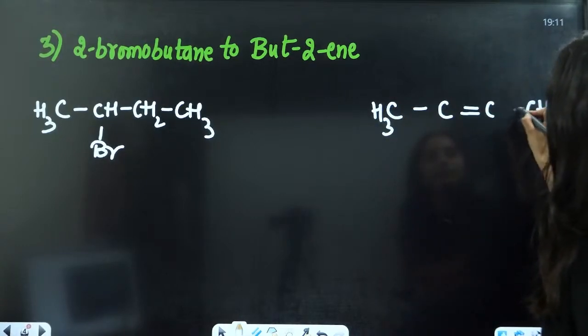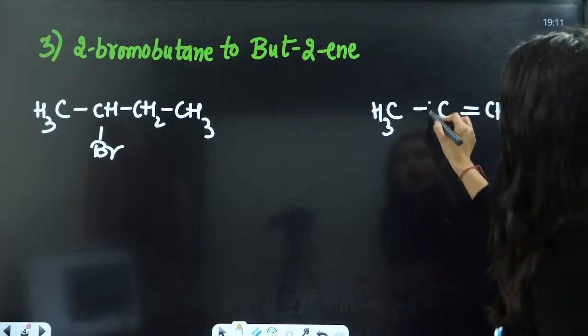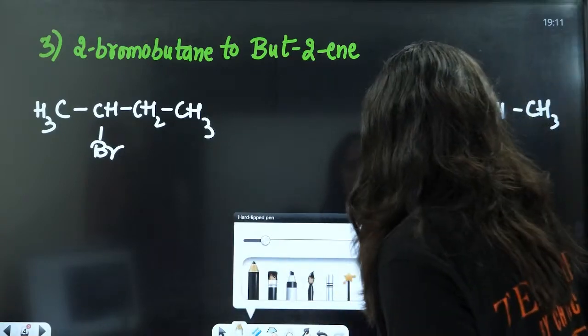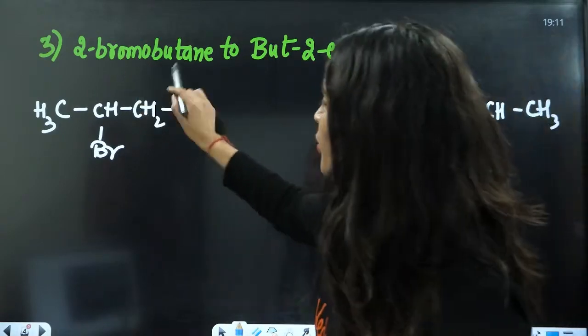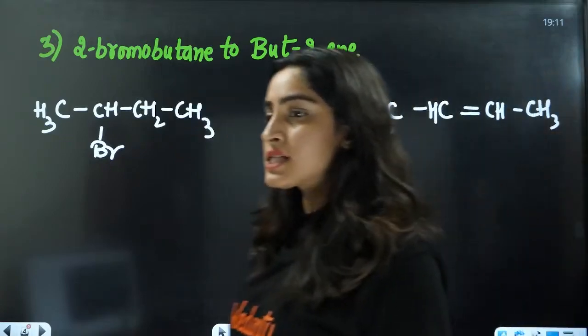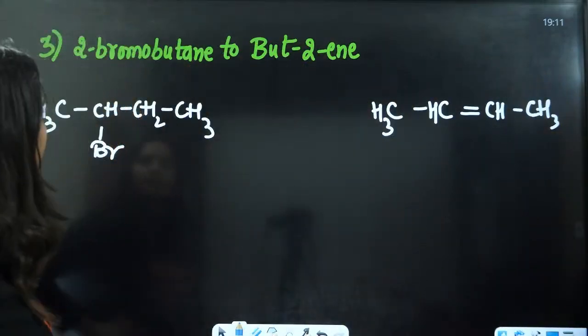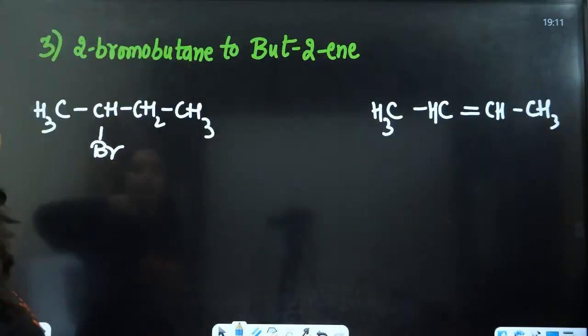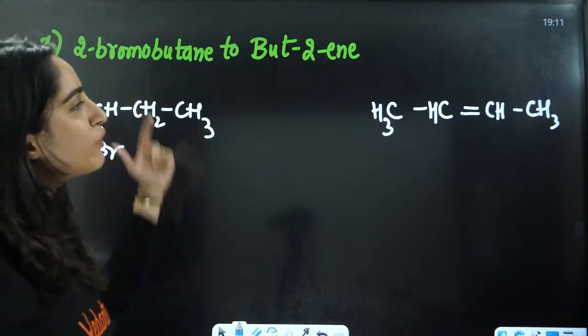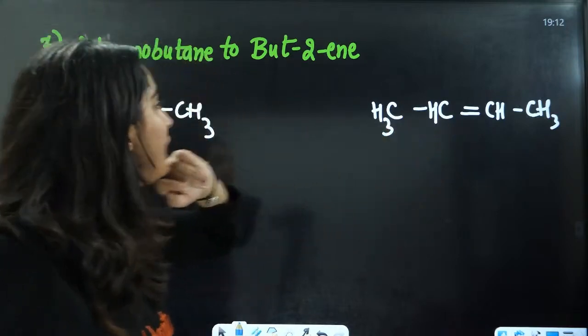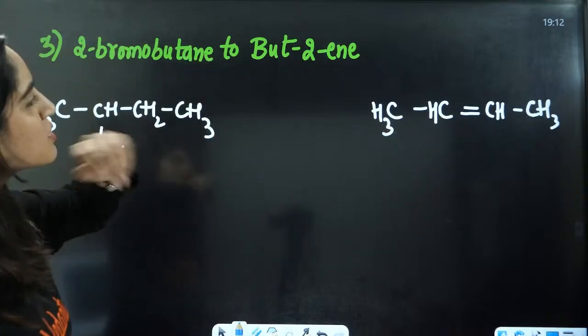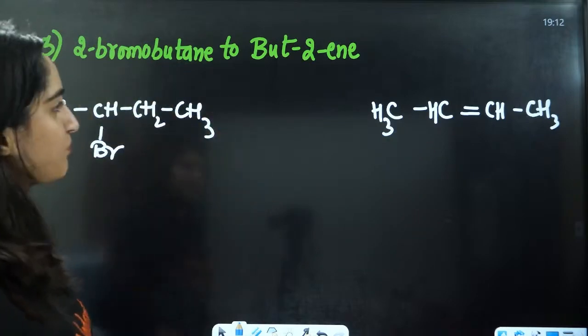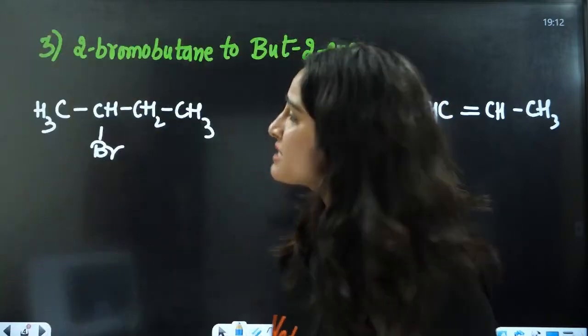I want all of you to answer these questions, okay? So this is 2-bromobutane to but-2-ene. What can we do here? This is 2-bromo, so this is bromine here. We have an alkane here, and we need to convert it into an alkene. This is a very simple reaction.